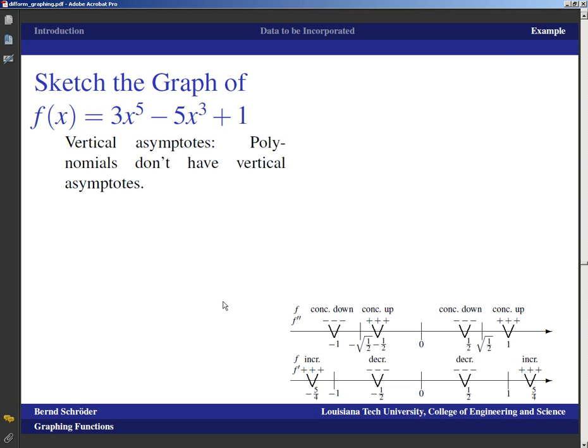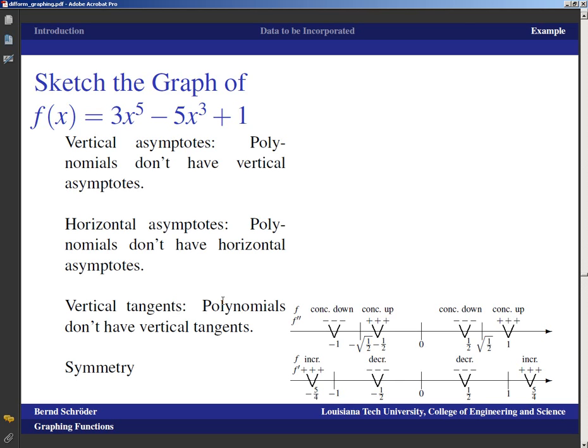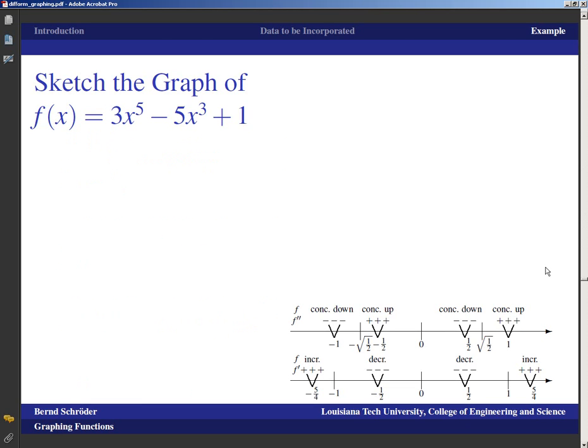Vertical asymptotes, well, polynomials don't have vertical asymptotes. Horizontal asymptotes, polynomials don't have horizontal asymptotes. Vertical tangents, well, polynomials don't have vertical tangents. And symmetry, this function is neither even nor odd, so certain parts of the discussion can be dismissed fairly quickly, and there's no problem with that either.